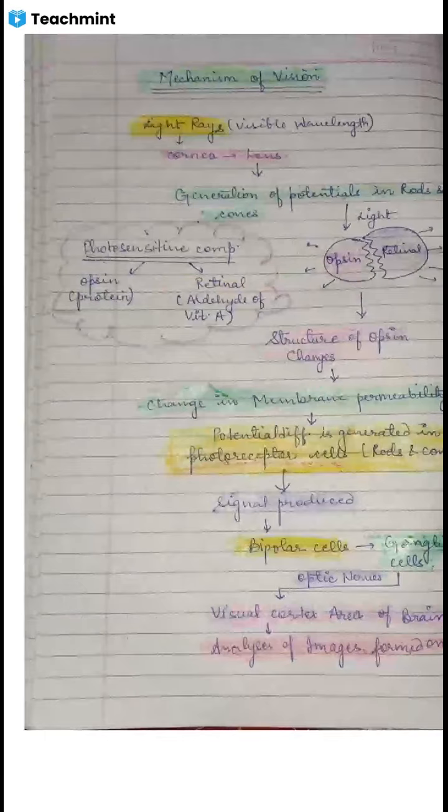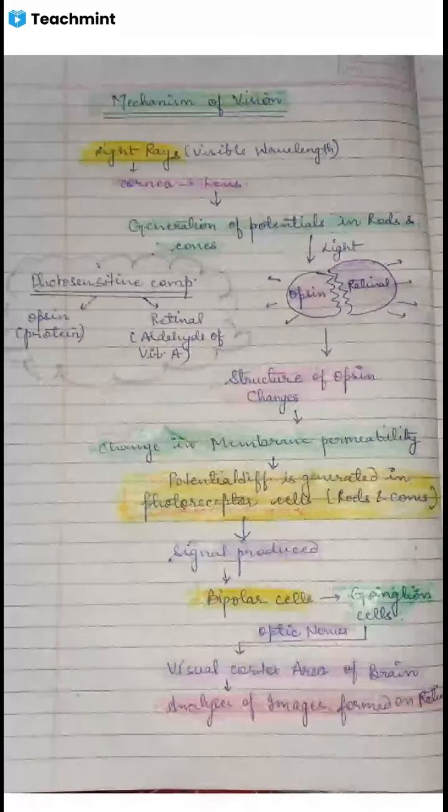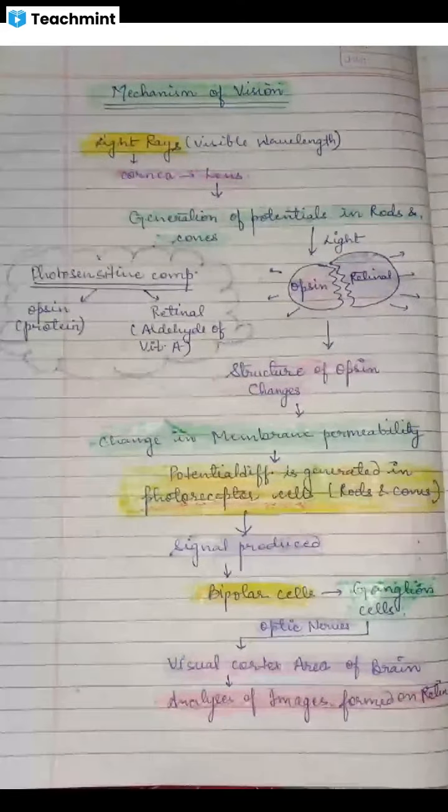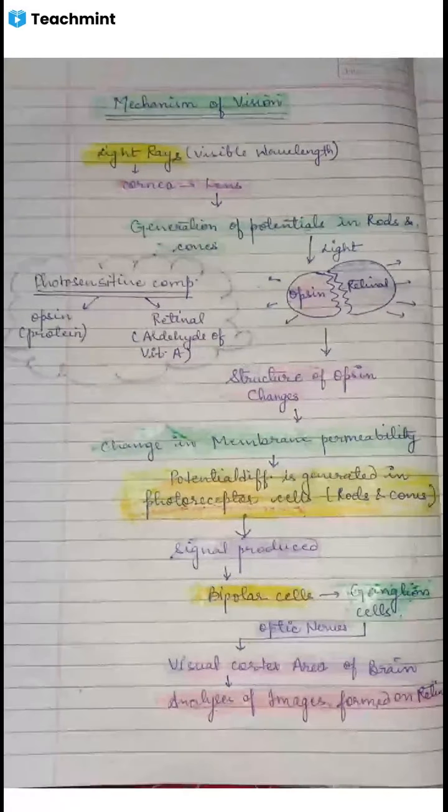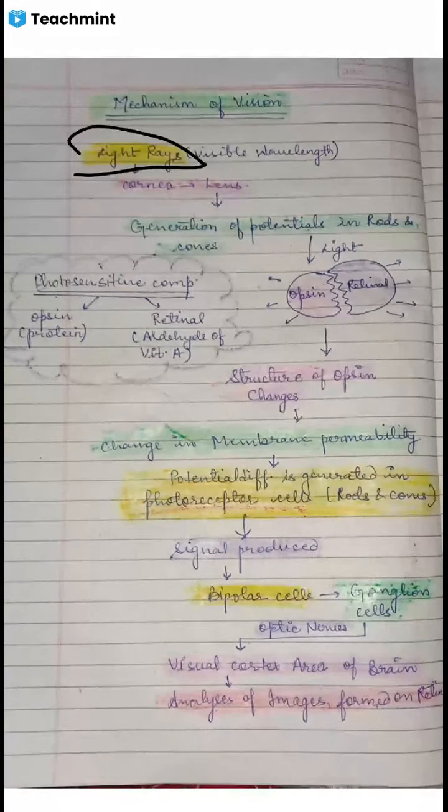Next, we have the mechanism of vision. So, mechanism of vision. Here, firstly the light rays fall on the cornea, the visible wavelength of the light will fall on the cornea, and then after the cornea they go to the lens. As soon as this light falls on the lens, there will be a generation of potential in the rods and the cones, in the photopigments present there.